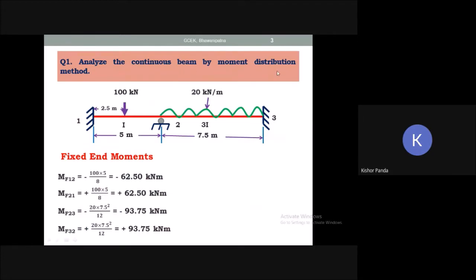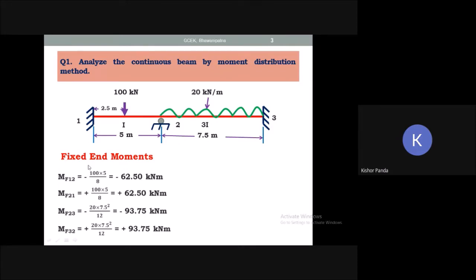Analyze the continuous beam by moment distribution method. Already we have discussed this question in the class. This is a two-span continuous beam with joints 1, 2, 3, span 1-2 and span 2-3. Span 1-2 has length 5 meter, span 2-3 has length 7.5 meter. Span 1-2 has one concentrated load of 100 kilonewton at the midpoint of the span, and span 2-3 has a uniformly distributed load of 20 kilonewton per meter throughout the span. The moment of inertia of span 1-2 is I, and of span 2-3 is 3I. What is the first step?